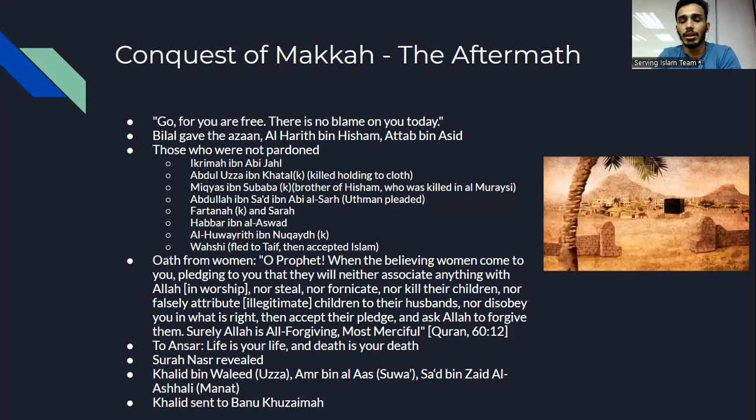Now he calls the women, because this is the ayah of the Quran which tells Muhammad what he has to say. The ayah says: O Prophet, when the believing women come to you, pledging to you that they will neither associate anything with Allah, nor steal, nor fornicate, nor kill their children, nor falsely attribute children to their husbands, nor disobey you in what is right, then accept the pledge and ask Allah to forgive them. Surely Allah is all forgiving, most merciful. So Muhammad asked the women, you are not going to associate any partners with Allah.